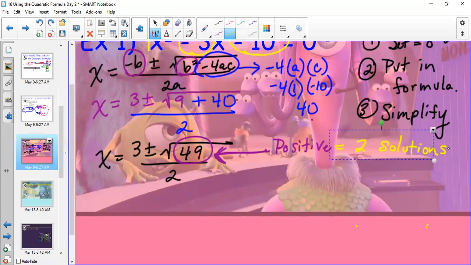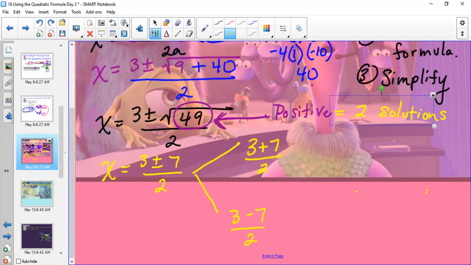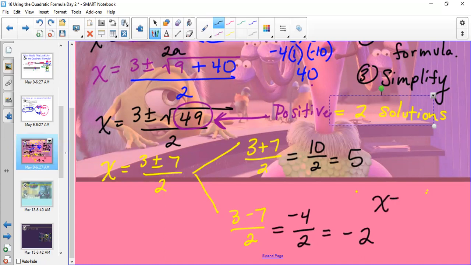All right, so let's go ahead and find those 2 solutions. We're going to square root 49. That gives us 7. And once we have that all cleaned up, here is where we split into our 2 answers. We do one that has a plus and one that is a minus. So 3 plus 7 gives us 10 over 2, so one answer is 5. 3 minus 7 gives us negative 4 over 2, which is negative 2. So our 2 answers here are 5 and negative 2.